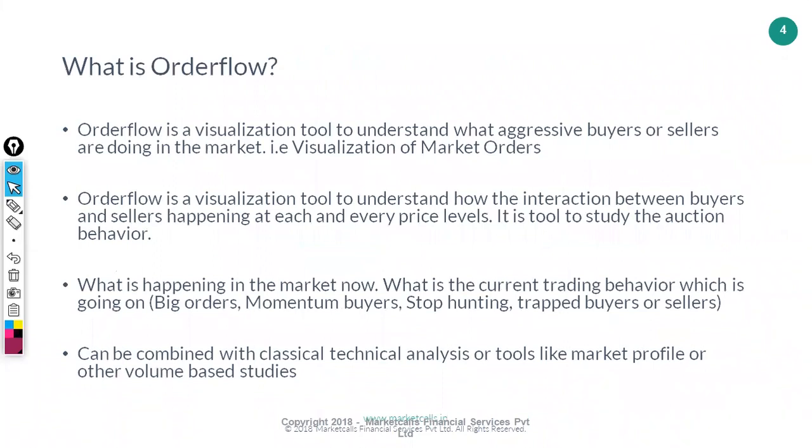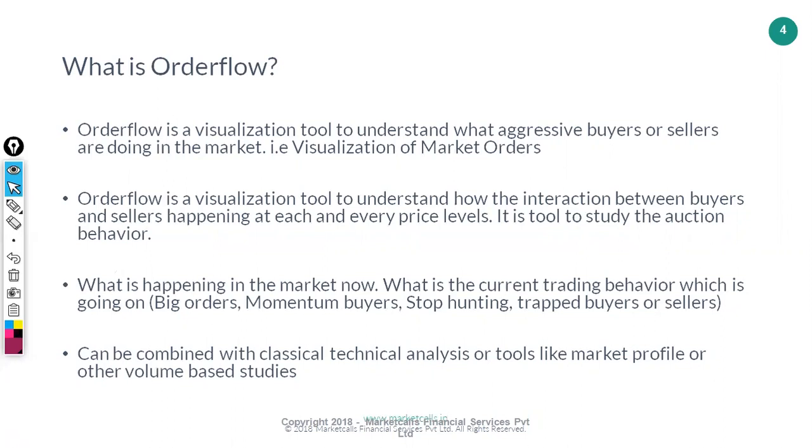All right. So what exactly is order flow? Order flow is again a visualization tool like market profile. Market profile is also a visualization tool, right? Market profile talks about how the buyers and sellers interact. But order flow is an even more microscopic visualization tool to understand what the aggressive buyers or aggressive sellers are doing in the markets. When I say aggressive buyers or aggressive sellers, it is nothing but a visualization of market orders, how the flow of market orders is coming into the markets. It is a visualization tool to understand how the interaction between the buyers and sellers happens at each and every price level.